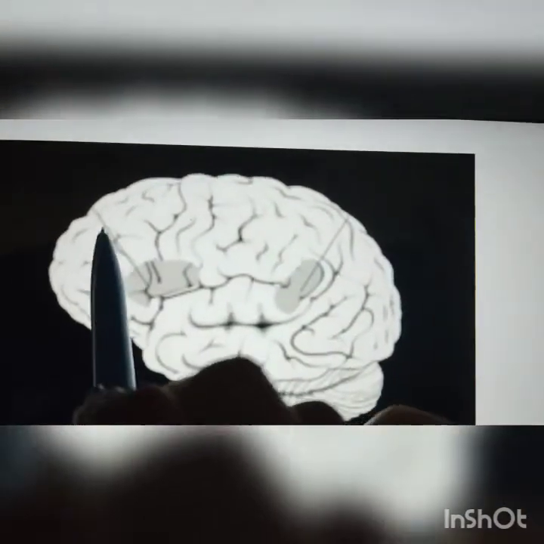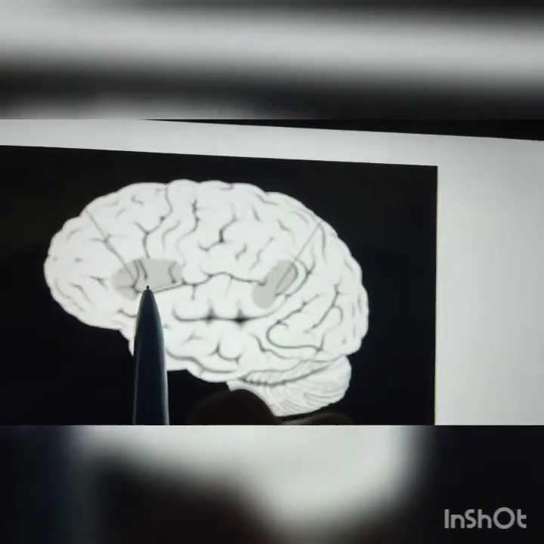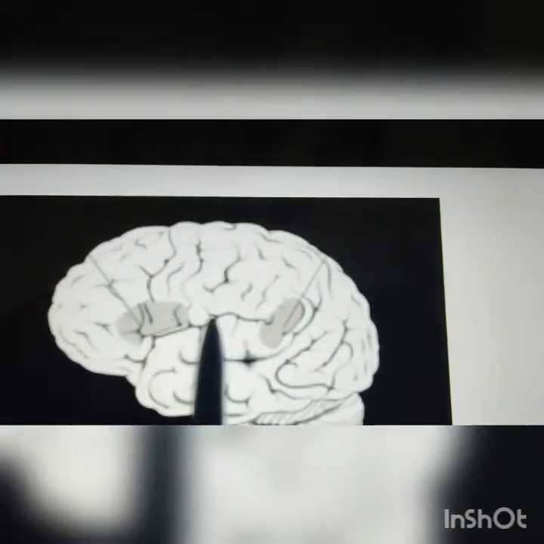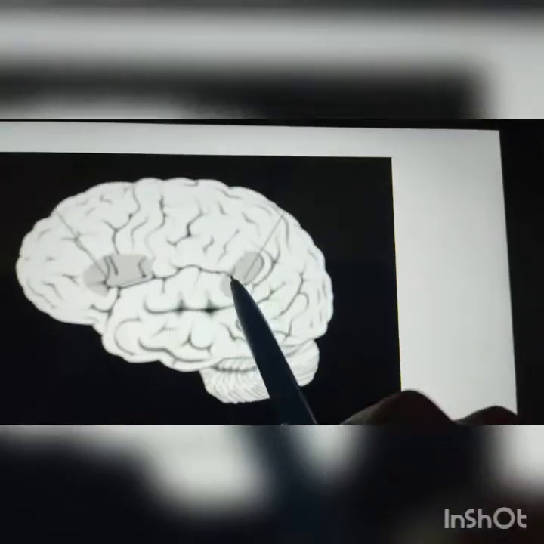This is supplied by the anterior cerebral artery. And the whole location here is supplied by the middle cerebral artery. So the middle cerebral artery is going to supply both Broca's area and Wernicke's area. The superior part of the middle cerebral artery supplies Broca's area, whereas the inferior part supplies Wernicke's area.